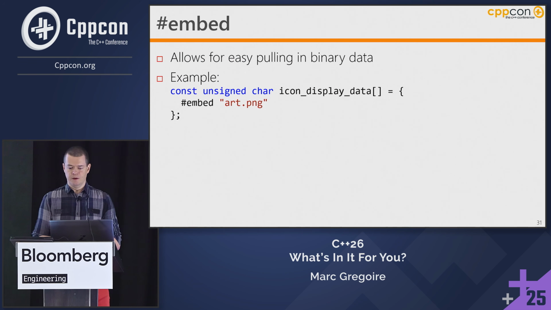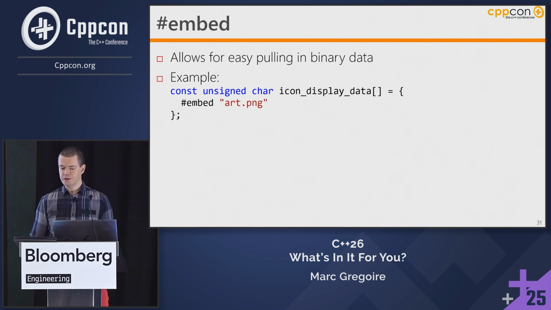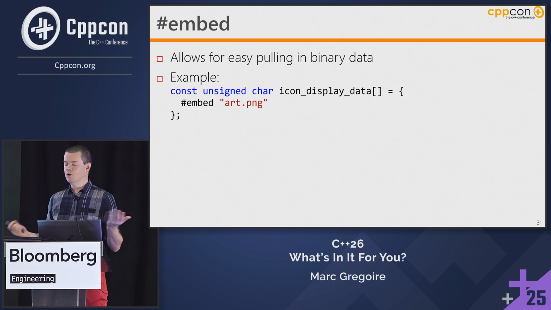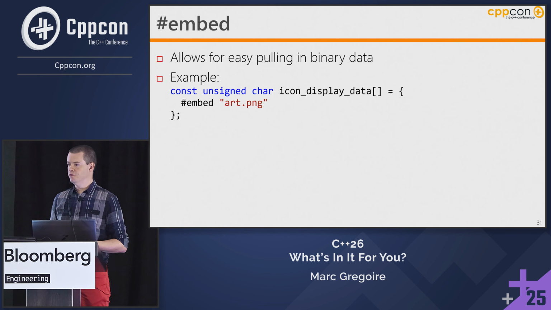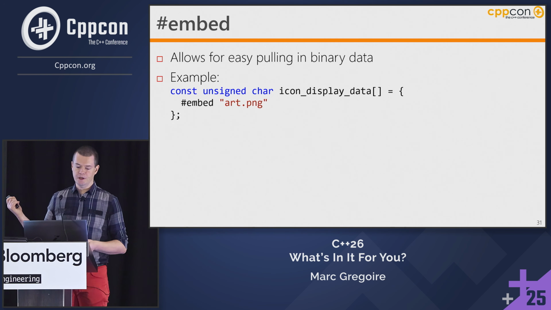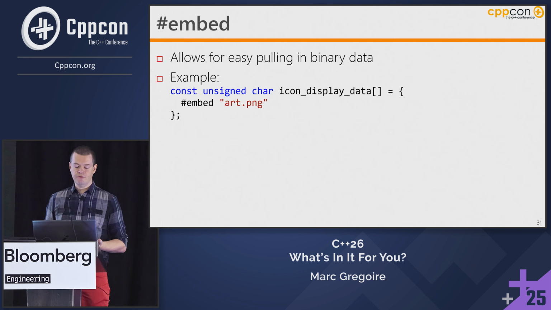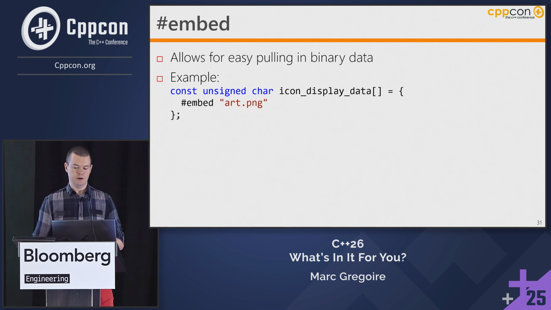Next one is #embed. This is a new preprocessor directive which makes it very easy to pull in all kinds of data. Mostly it will be used for binary data, I think. Here you see an example where with #embed you import a PNG file straight into an array of unsigned char.